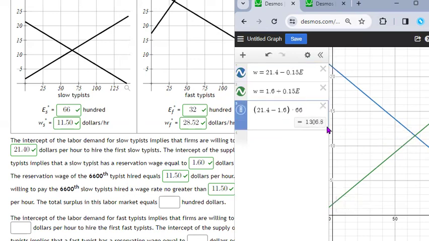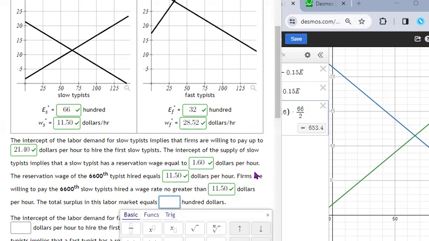And this right here is the area of a rectangle. We want the area of a triangle, so we're going to divide this by 2. So the total surplus is $653,400, right? In actual dollars, since E is in hundreds, that is $65,340.